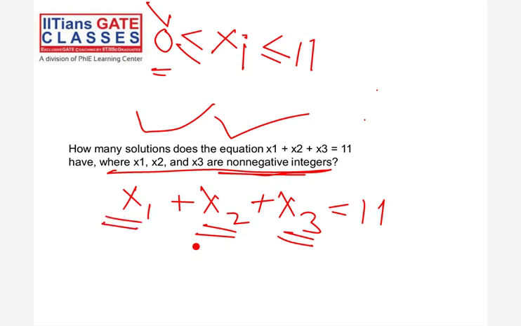Because we want the summation to be equal to 11. So we can see that xi is going from 0 to 11, because it is already given that each xi is a non-negative integer. So each xi has to go from 0 to 11. Why? Because it cannot go more than 11. Let's assume that x1 becomes 12. Then we can never make this summation equal to 11, because each xi is a non-negative integer.